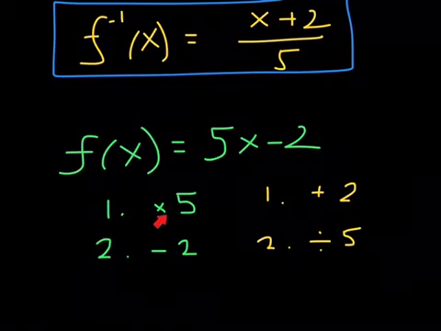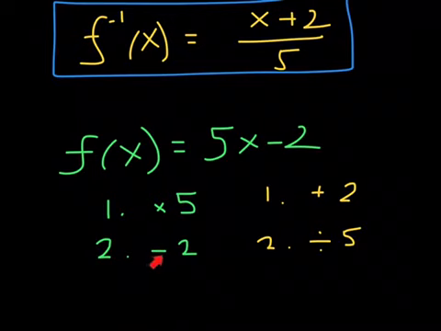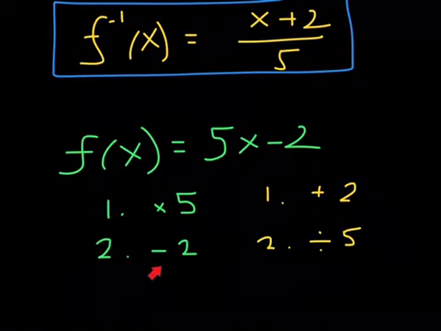Look at f is multiplying by 5. F inverse is dividing by 5. While f is subtracting by 2, f inverse is adding by 2. So the operations between f and f inverse are opposite. Subtract 2, add 2. Multiply by 5, divide by 5.